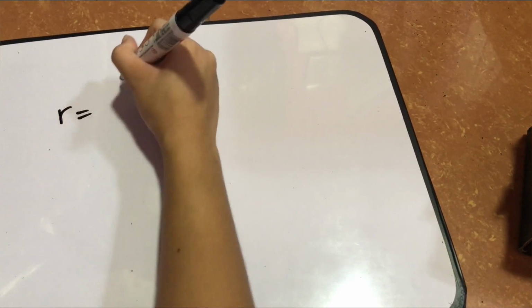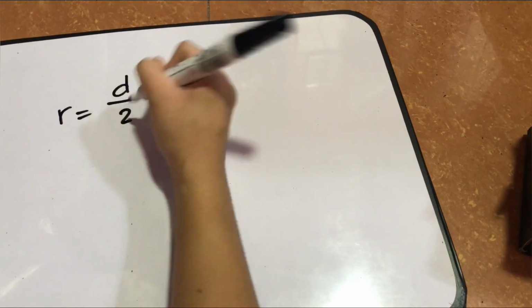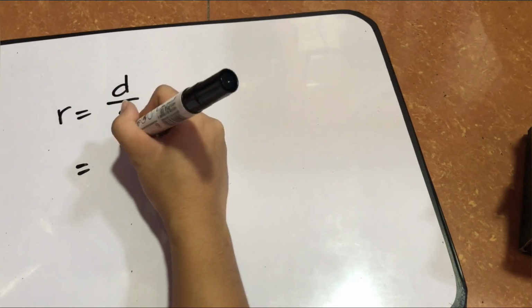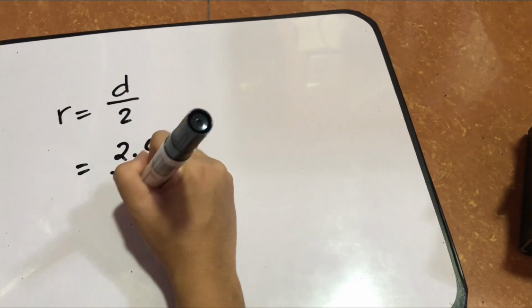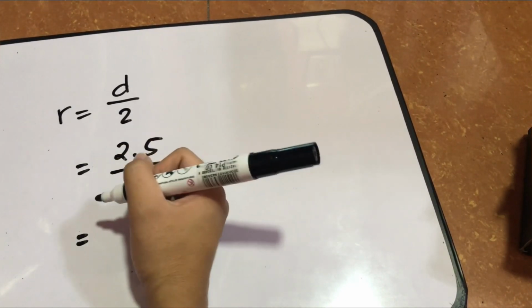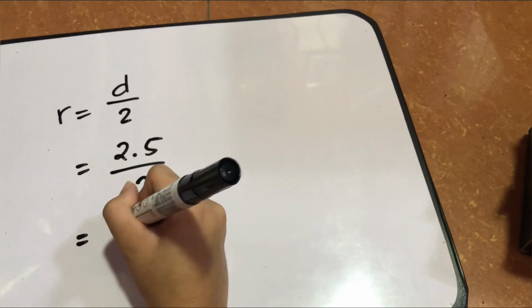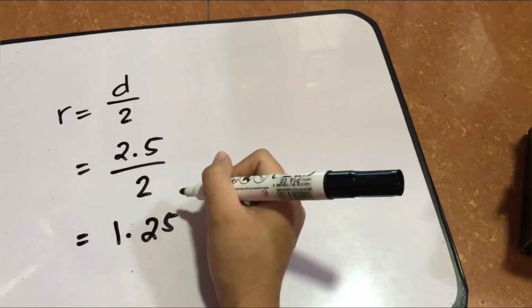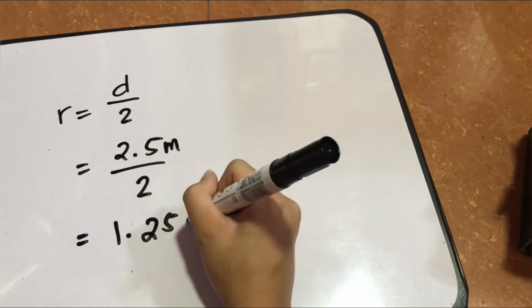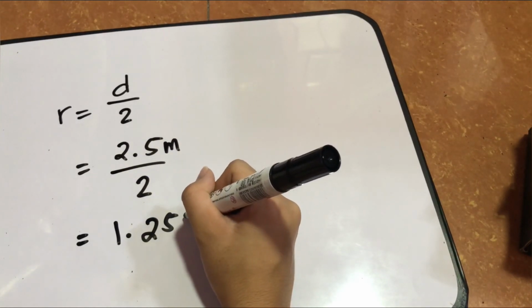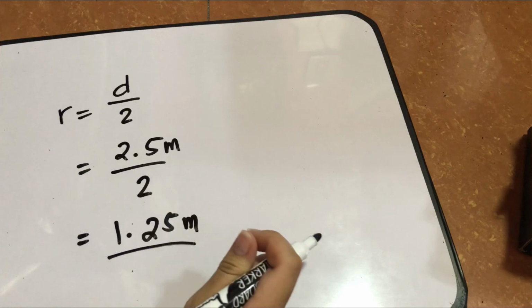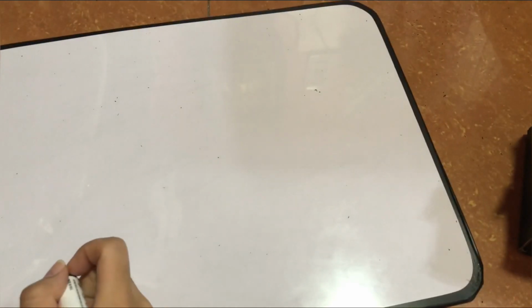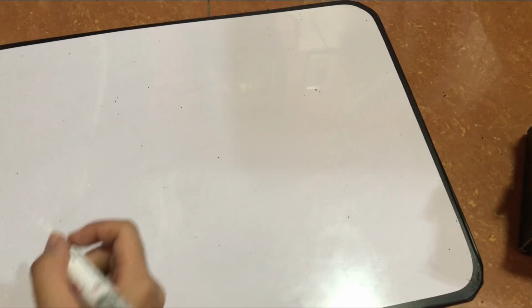So, R is equals to D over 2. So, ang iyang diameter given is 2.5 over 2. So, same raman na siya sa ganina. So, mahimo ni siyang 1.25 meters. So, mauna ni ang ato ang radius nakuha na nato. So, next is ang ato ang revolutions per second. Need na to siya i-convert into radians per second.